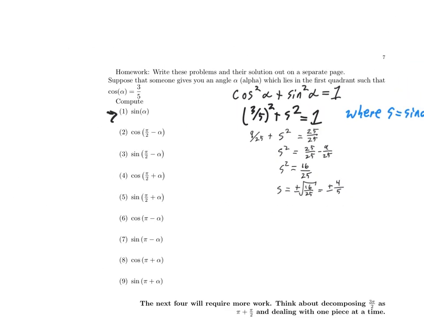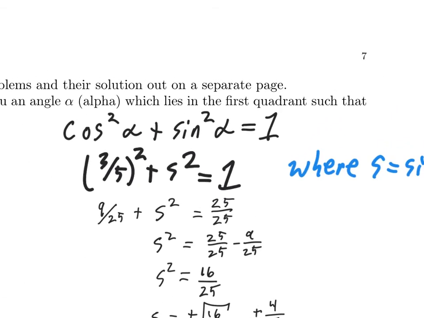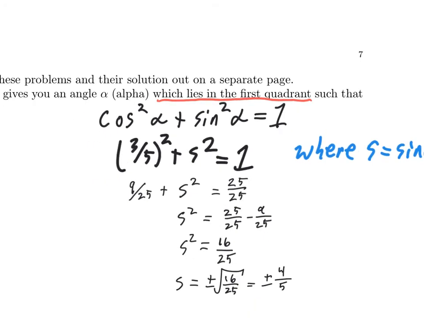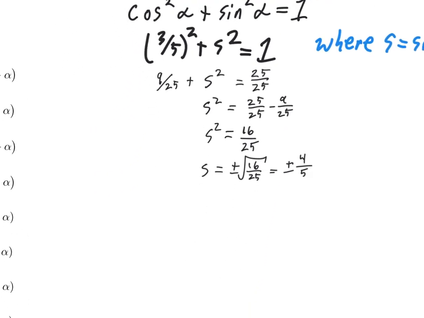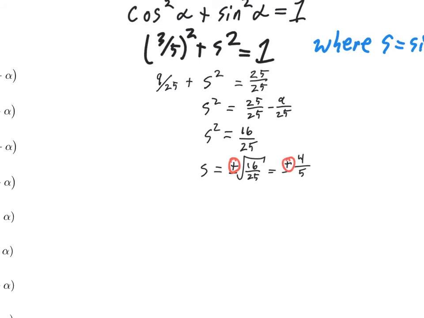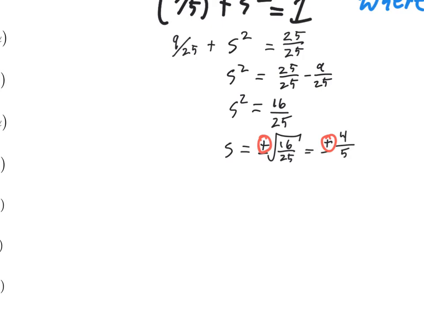Let's decide if it's plus or minus. So how do you think about that? You need to know what quadrant this angle is in, I guess? But that's given. This angle lives in the first quadrant. In the first quadrant, sine and cosine are both positive. So sine of alpha is plus 4 over 5. So let's finish that. That means the sine of alpha is 4 over 5.